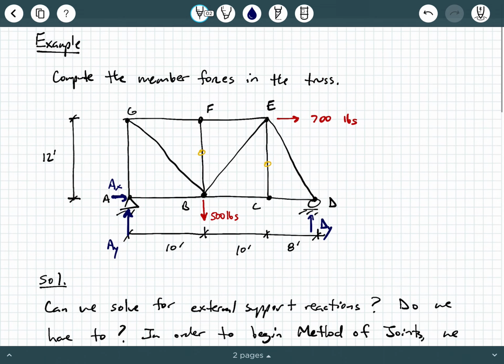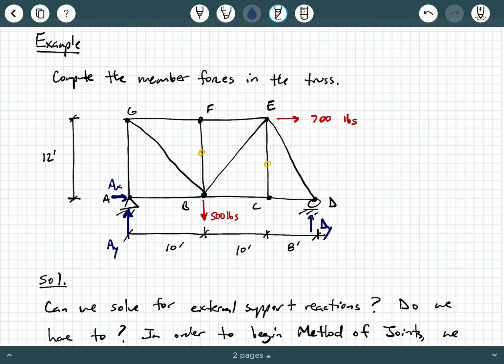So now we're ready to go. Where should we start? We have the external reactions. Where should we start now? Well, could we start at point A? Yeah, absolutely. Now that you know AX and AY, the only two unknowns you have are AG and AB. So sure, you could start at A. You could also start at D, right? You know DY, and the two unknowns would be DE and CD. So you could start at either one of these joints.